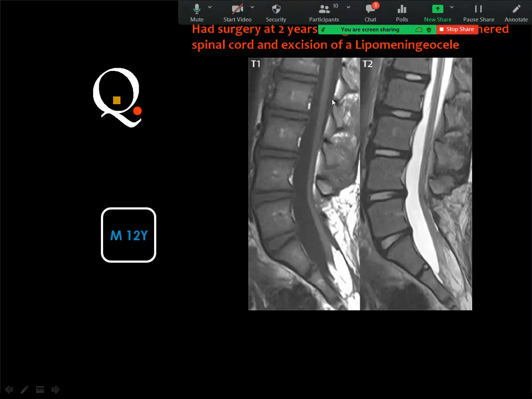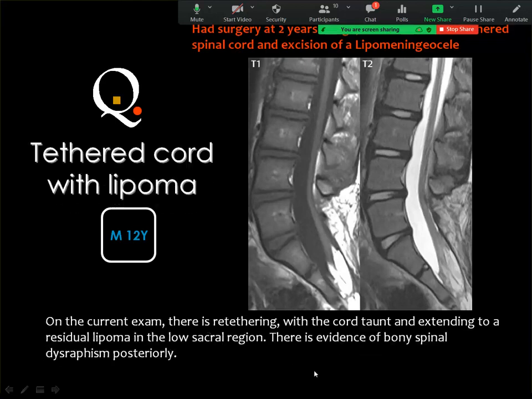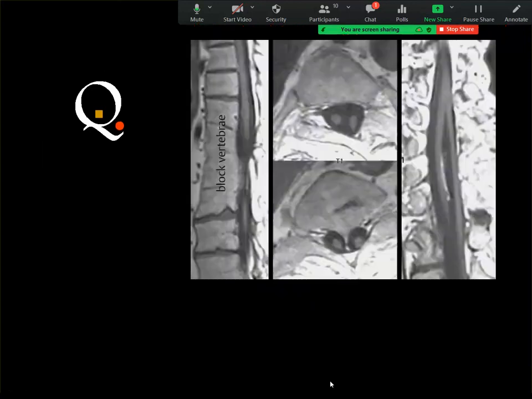The cord is seen extending low down to the level of S2 sacral segment, and is surrounded by fatty tissue, which is of high signal in the T1, relatively low signal in the T2, and is not continuous with the subcutaneous fat. And this is tethered cord with an intradural lipoma. The next case is a straightforward case of some anomalies in the spine.